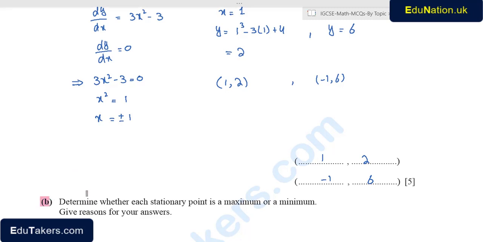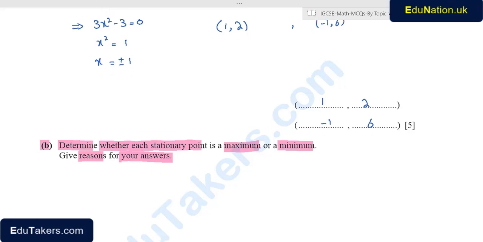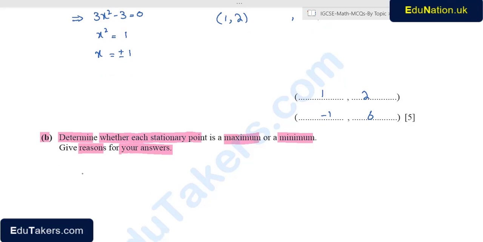Part B is determine whether each stationary point is a maximum or a minimum. Give reasons for your answers. Now for this we will find the second derivative. dy over dx is 3x square minus 3 and the second derivative d square y over dx square equals 6x.